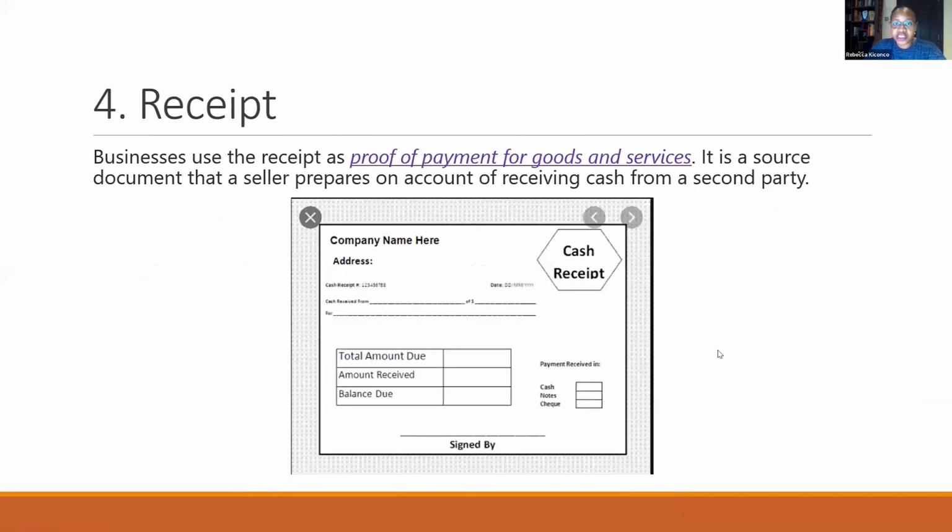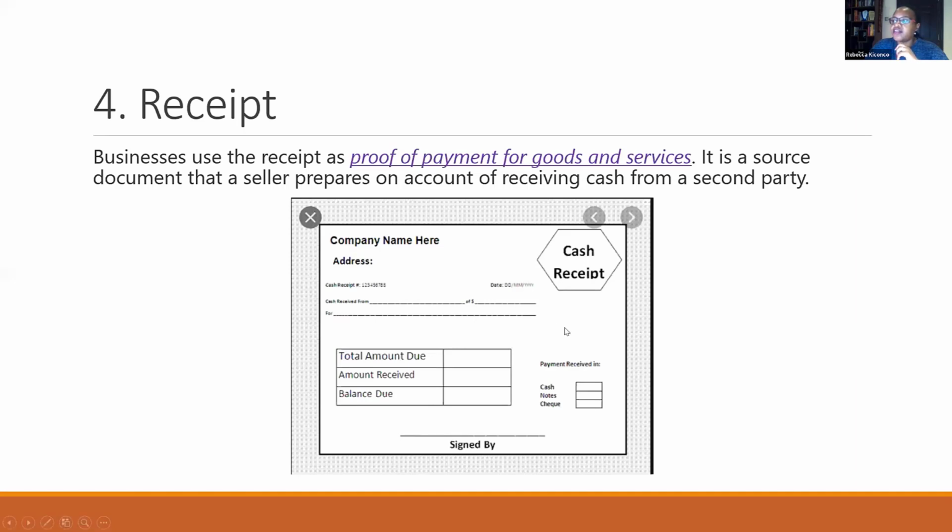Receipt. A receipt is also a source document that shows proof of payment of either goods or services. And it's usually prepared by the person that is receiving the cash, showing that they have received cash. Now, this is an example of a receipt. It's usually part of a bigger book, which is called a receipt book.